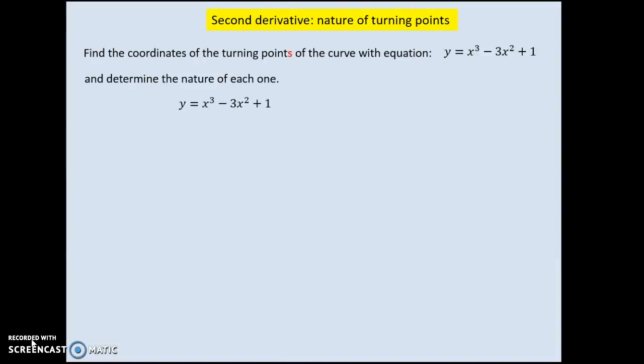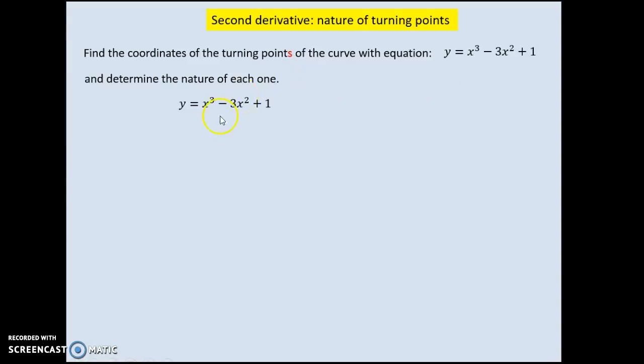The question here states to find the coordinates of the turning points, so we know there would be more than one, and as we can see, this is a cubic graph, so we know that there are going to be two turning points. The first one will be a maximum and the second one a minimum, and then determine the nature of each one.